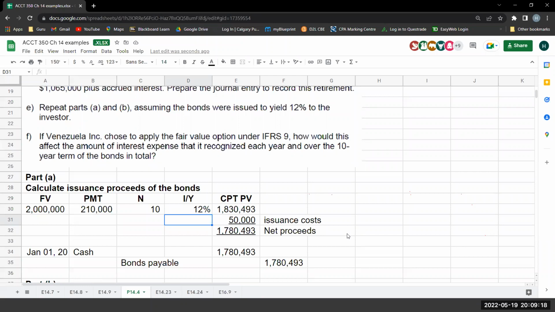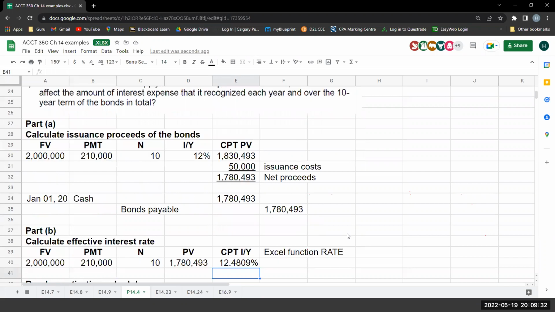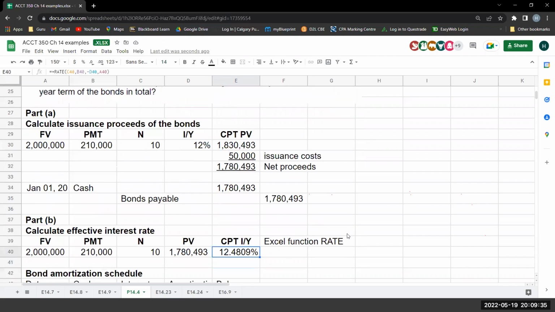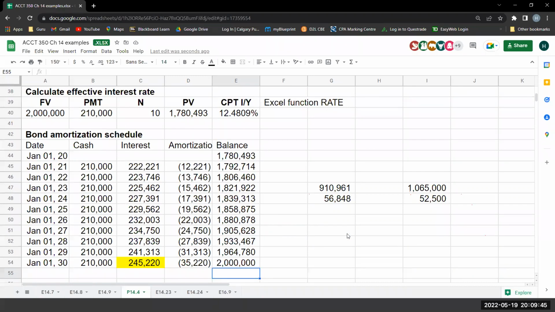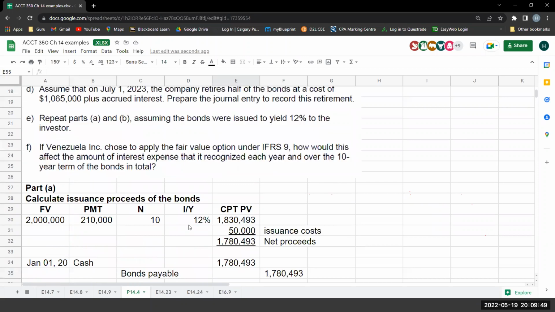The rest of the process would still have been the same, right? You would still have to subtract $50,000 of the bond issuance cost to get the net proceeds of $1,780,493. And then you would have to calculate your effective interest rate, which would then be 12.48%. And then you would use that rate to calculate the amortization schedule.